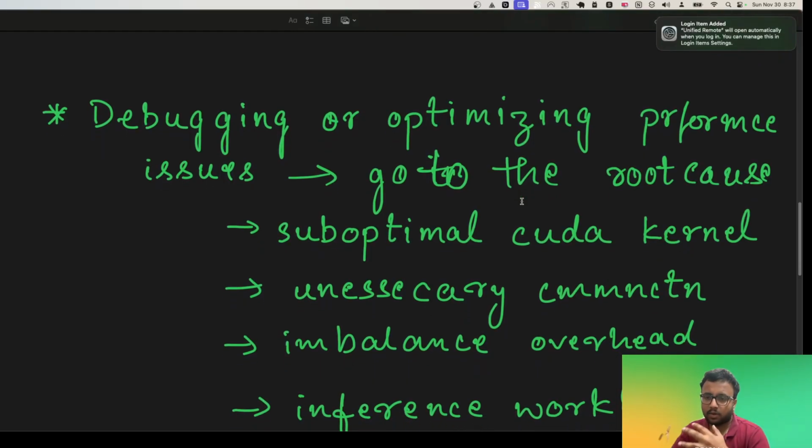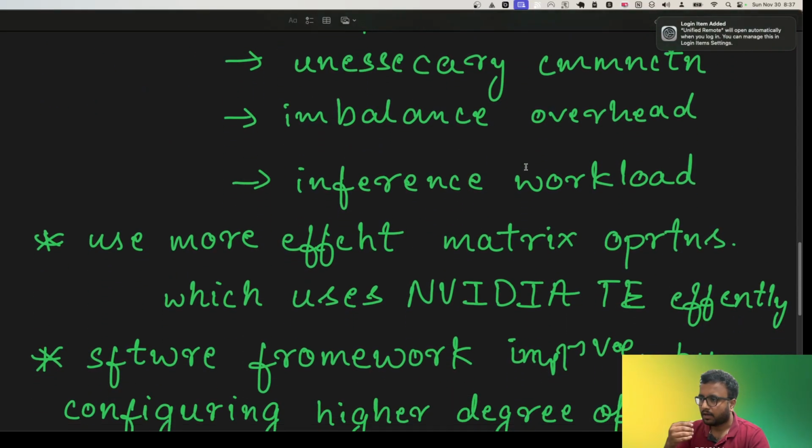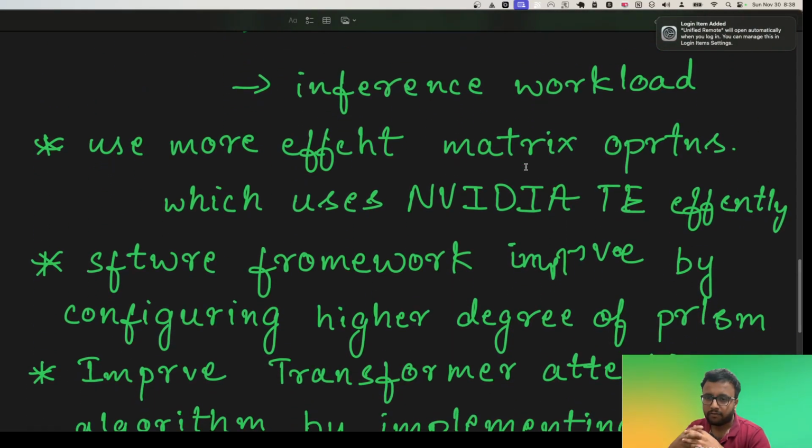So let's see what all will be in benchmarking and profiling. Let's say I want to optimize the performance issues which are happening. It could be a suboptimal CUDA kernel which I can optimize, or there may be unnecessary communication happening in the system, which he can rebalance, or he can optimize the inference workload and use more efficient matrix operations.